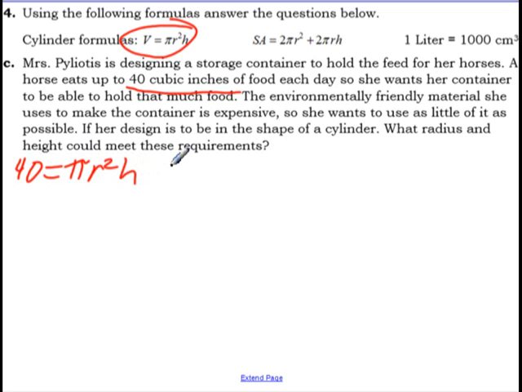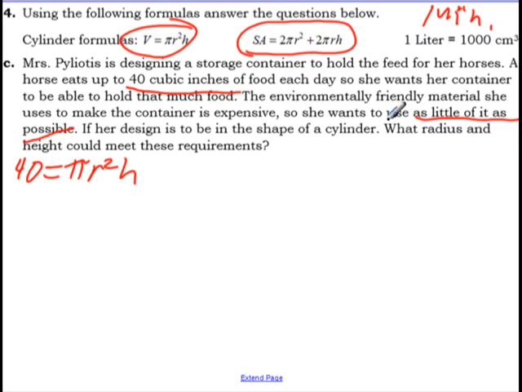So I'm going to write that right now and then keep reading. The material she's using is expensive, so she wants to use as little as possible. As little as possible. That sounds like a minimum. So I'm going to be writing some function. I want as little as possible, so a minimum. And we're talking about the material to make it. So that's sounding like surface area. So I want to write a function for surface area that is minimized. I'm going to try to find a minimum value there.